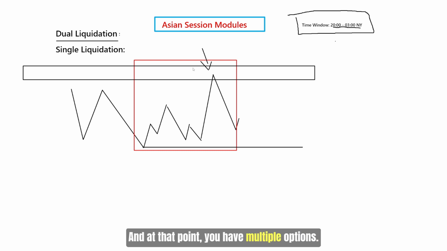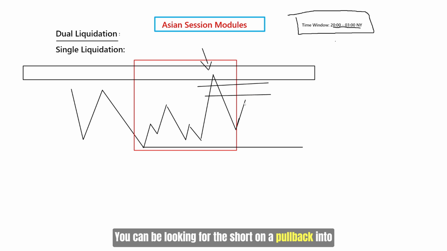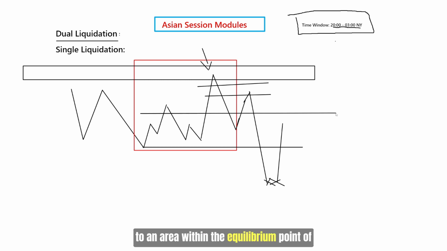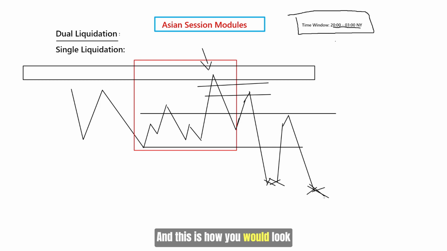And at that point, you have multiple options. You can be looking for the short on a pullback into a fair value gap to take the Asian session low, and that could be your trade. Or you could try and play the single liquidation module, knowing that we are likely not going to be breaching above the Asian high, which is to say that we break below the Asian low, we accept through it, we then pull back to an area within the equilibrium point of the range to expect a new sell-off. And this is how you would look to trade the 3 different liquidation modules.